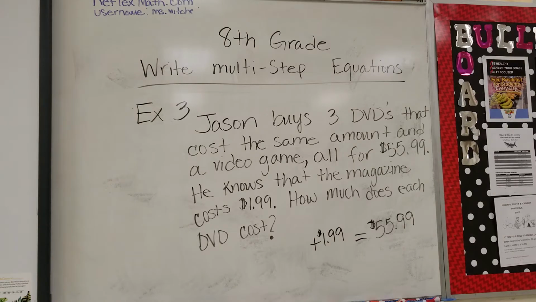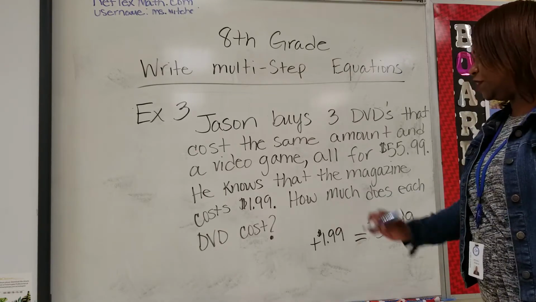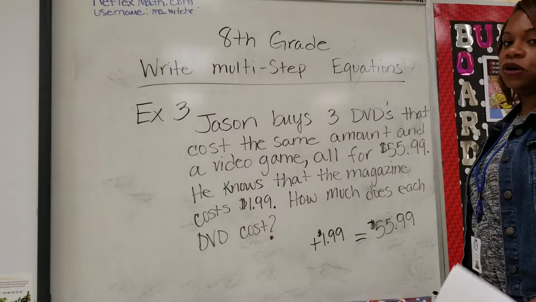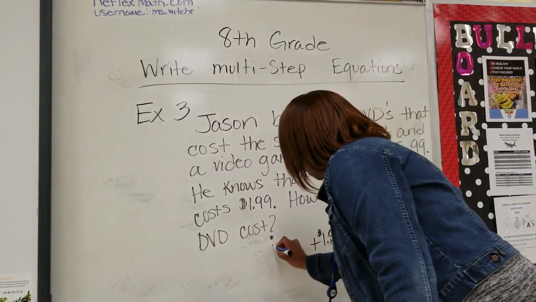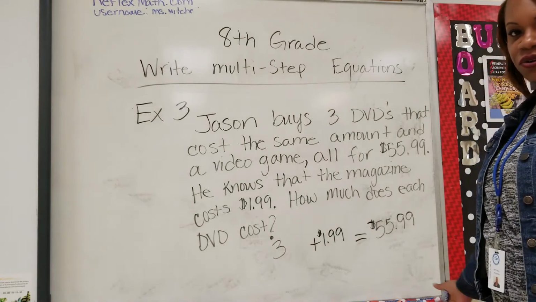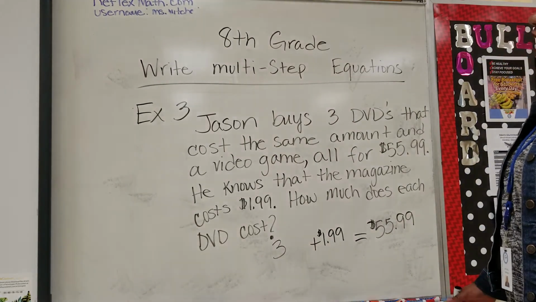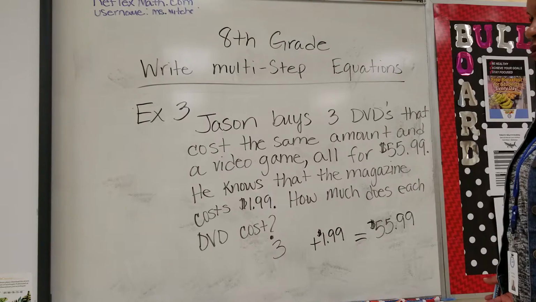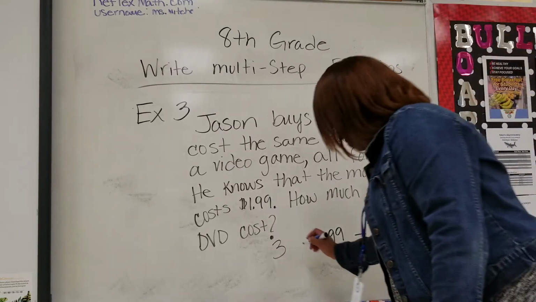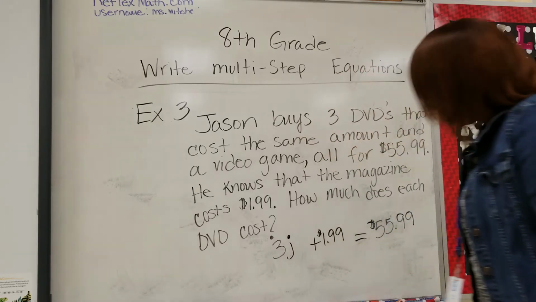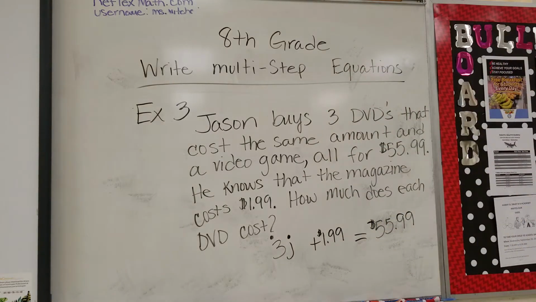Now, it says Jason buys 3 DVDs that cost the same amount. And so they want to know how much does each DVD cost. He buys 3. We don't know how much they cost. So, how do we represent the unknown? With a variable. And we'll use J. All right, so now we have 3J plus $1.99 will equal $55.99. And that's how we set that problem up.